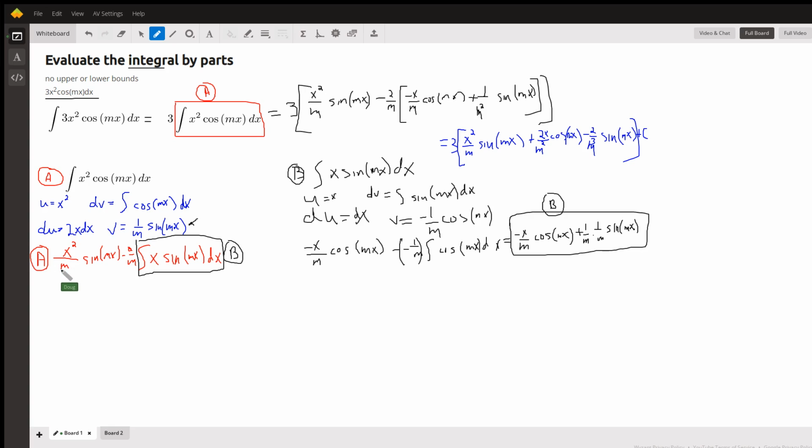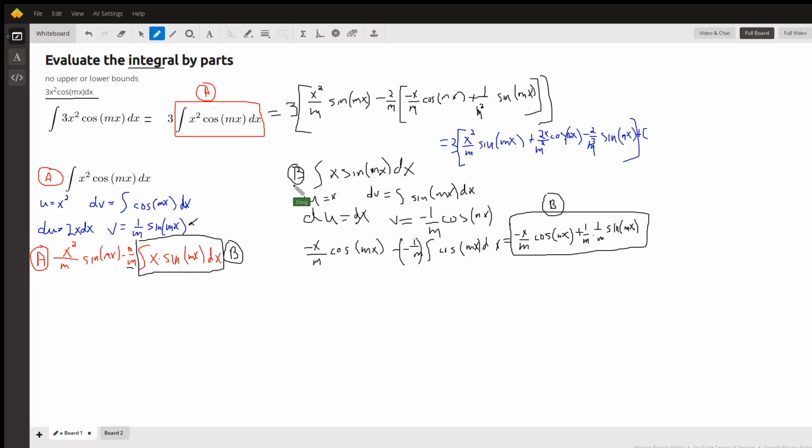Okay, and then using the formula for integration by parts, u times v, which would be x squared over m sine of mx, minus v du. Well, v has a 1 over m constant, and du has a 2 constant. So 2 times 1 over m. Move that out front. Antiderivative of x sine of mx dx. And this too requires integration by parts.